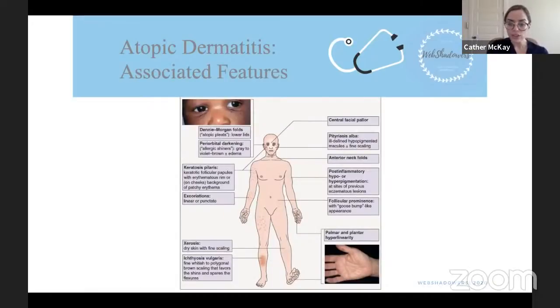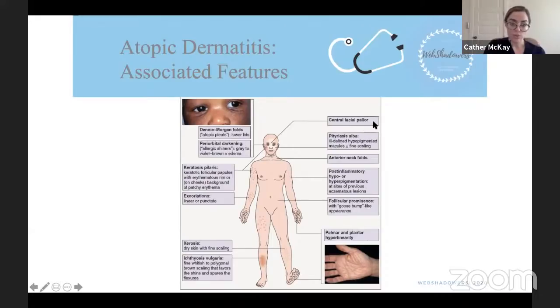Okay, so associated features. If you're ever questioning your diagnosis, you can look for other findings. So just start from head to toe. So Dennie-Morgan folds, these lower eyelids, just from chronic irritation and rubbing and whatnot, that you get this hyperpigmented fold and the puffiness in the eyes. Periorbital darkening, so allergic shiners, they just kind of look like they have darkness around the eyes.